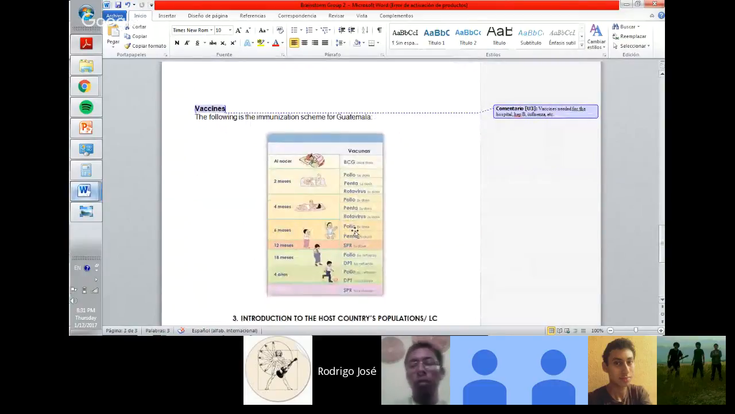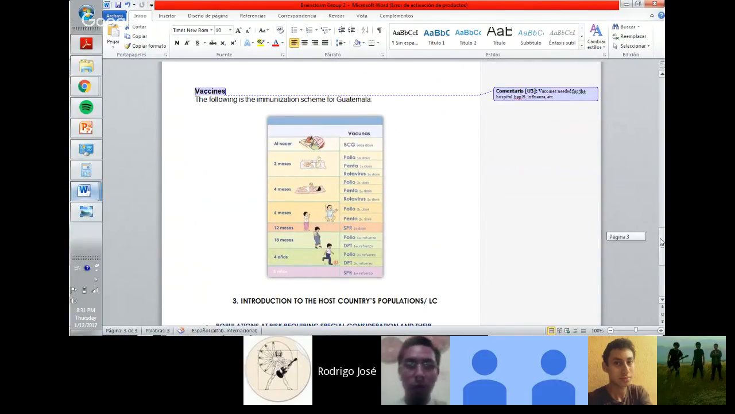And then vaccines. Not these vaccines, this is for all around the world. We want vaccines that medical students need when they arrive over here: Hepatitis B, influenza, tuberculosis.